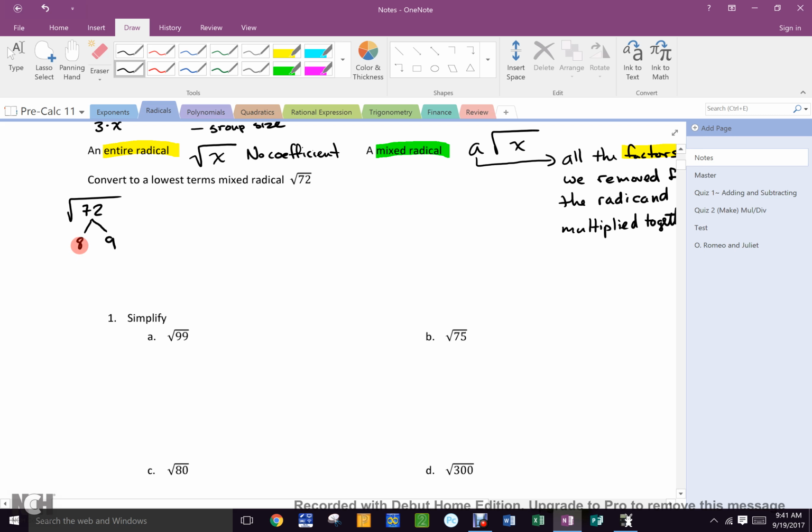What are two factors of 8? 4 and 2. So there's 2 and 4. Now, is 2 a prime number? Yes, so we would stop. Anytime we get to a prime number, we end the branch. Is 4 a prime number? No, so we break it down. 2 and 2. All prime numbers. Good? And 9 is what? 3 and 3. Are they prime numbers?